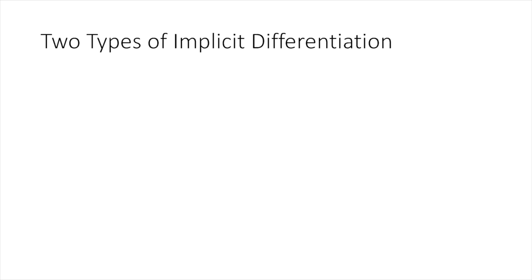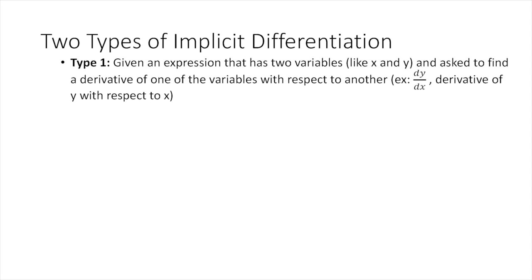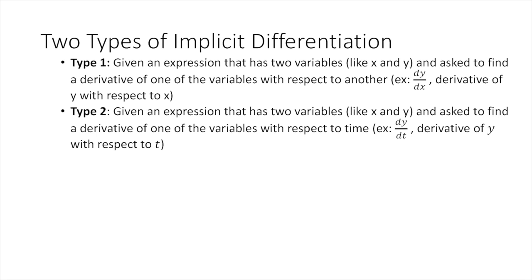So there are two types of implicit differentiation. Now, the first one I call type 1. We're given an expression that has two variables, like x and y, and then we're asked to find a derivative of one of those variables with respect to another, like find dy over dx, or the derivative of y with respect to x. Now, the second type I call type 2. We're given an expression with two variables, like x and y, and we're asked to find a derivative of one of those variables with respect to time. So we're asked to find dy over dt, the derivative of y with respect to t. Now let's look at the steps for solving both types, and then I'll explain the justification for those steps.